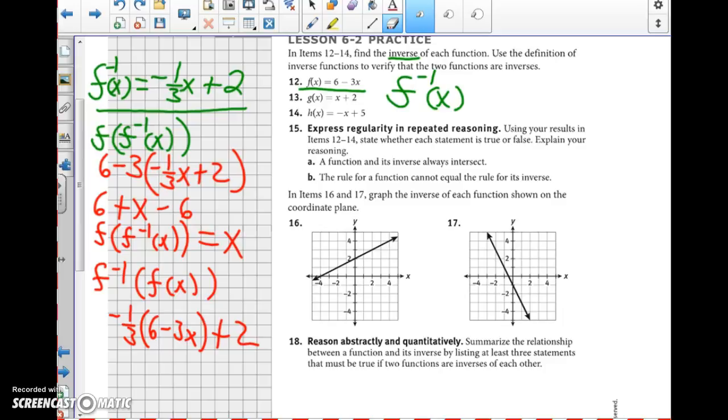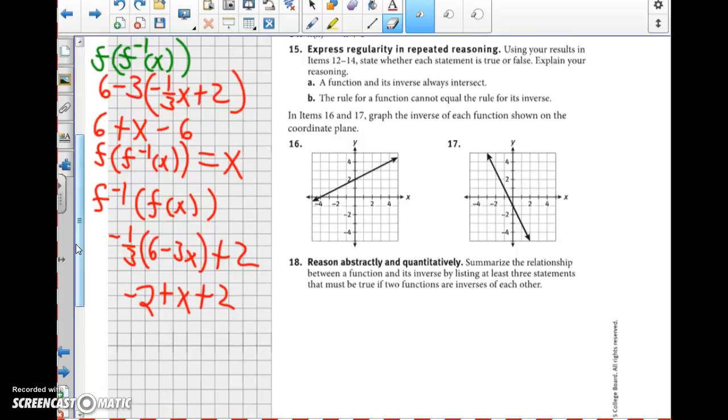Okay, so now tell me what you're going to do here. You're going to distribute negative 1/3. So what's negative 1/3 times 6? Negative 2. What's negative 1/3 times negative 3x? Positive x. And then what do you put at the end? Plus 2. Beautiful. It's right. So you're going to end up with this, right?